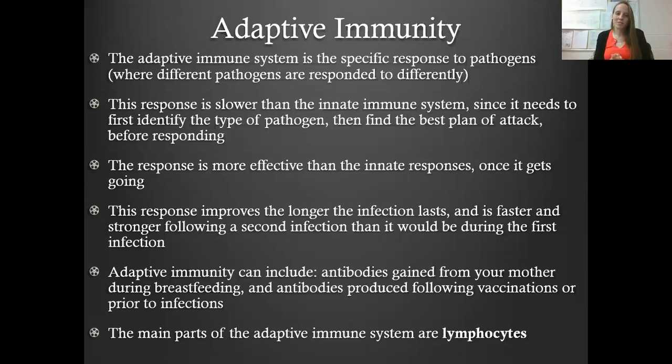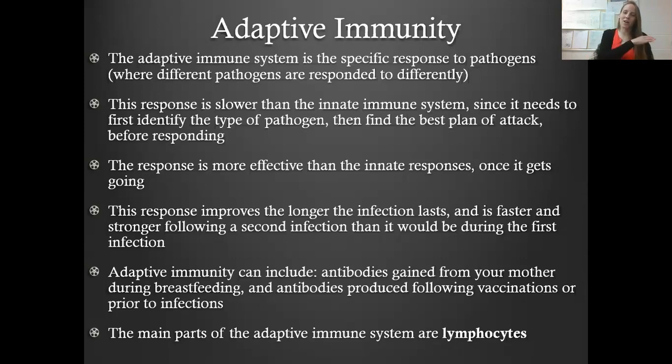The adaptive immune system is a specific response to pathogen. So each pathogen will get its own unique response. The adaptive immune system is slower to respond to infection than the innate immune system. However, once they have identified that pathogen and planned their attack, which is what takes so long, their response is way more effective than the innate immune system. So it takes longer to get going, but it works a lot better once it is going.